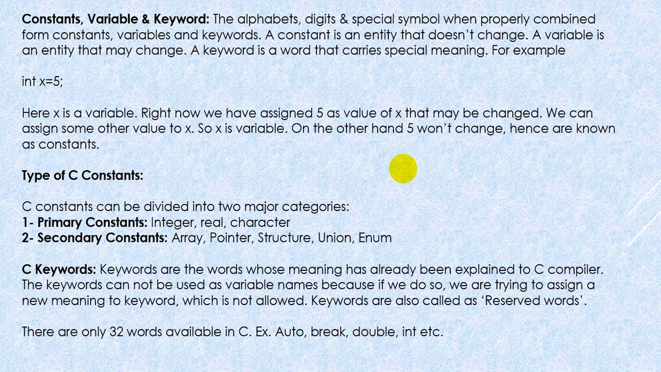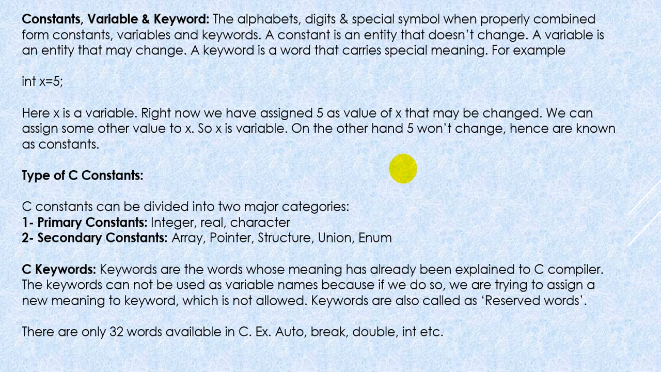Here x is a variable. Right now we have assigned 5 as the value of x. That may be changed. Currently I have assigned int x equal to 5, but I may write x equal to 7 in the next line itself. So now x will contain the value 7. So the first value of x is 5 and then it will change to 7, then it will change to some 11 or something. So the value of x is not fixed. It will keep on changing. It may change. So that is called a variable.